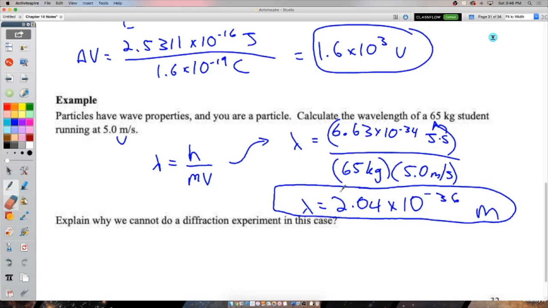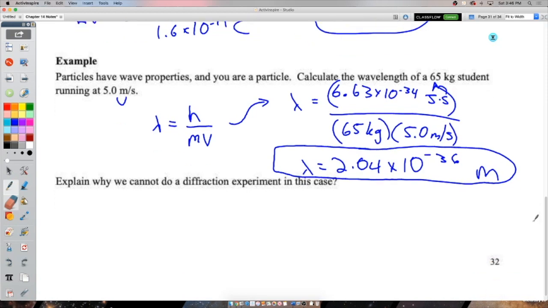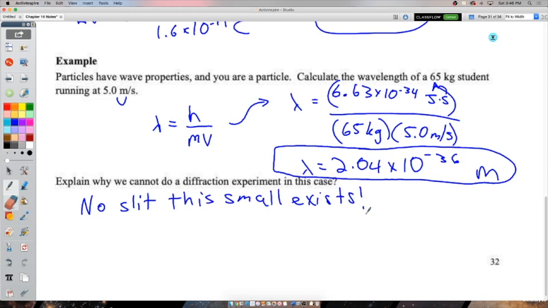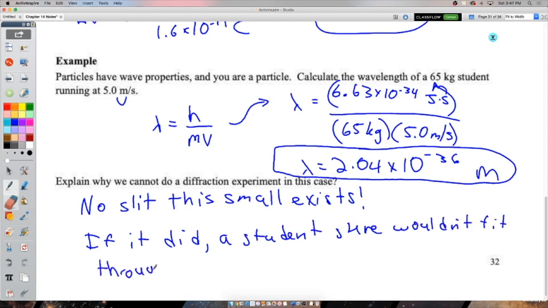Okay, so nothing exists that's small, but even on a more practical matter, how are you going to fit through a space that small, right? So that is why we cannot do a diffraction experiment. No slit that small exists, as far as we know anyway, okay? And even if it did, you sure as heck wouldn't fit through it. Okay, so that really wraps up topic 4 and therefore unit 3.